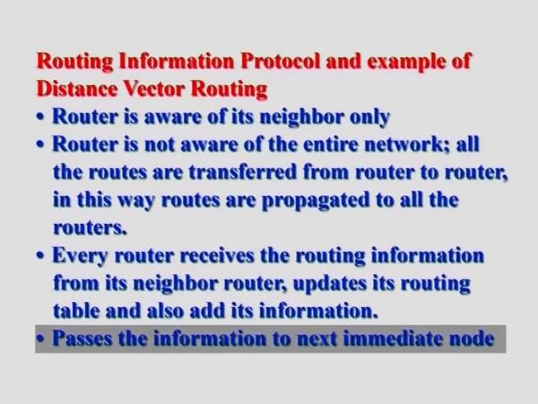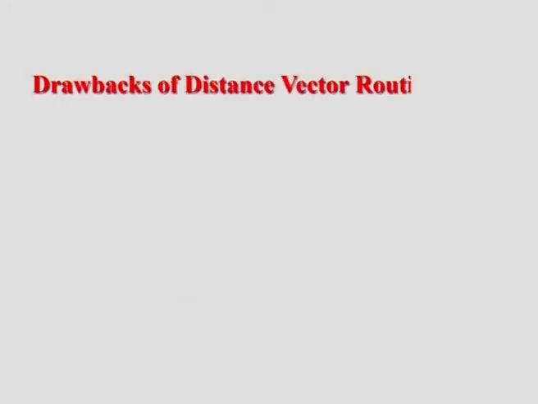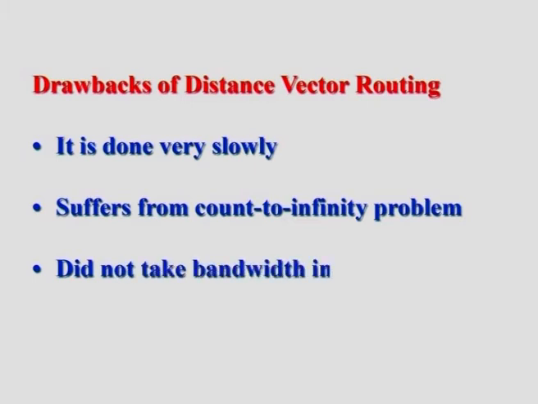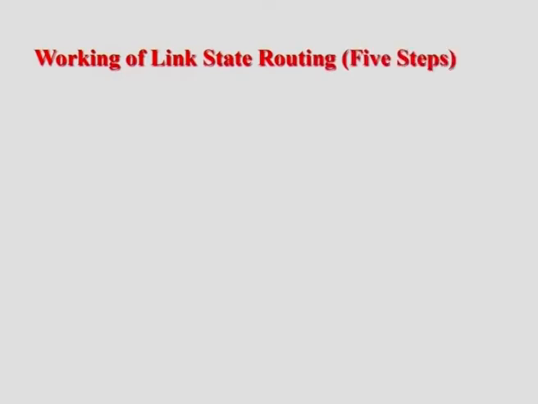and passes the information to the next immediate node. Distance vector routing works in theory but has a serious drawback in practice. Although it converges to the correct answer, it does so very slowly. It also suffers from the count to infinity problem. Distance vector routing did not take bandwidth into account when choosing routes. To overcome these limitations, a new algorithm was proposed, known as link state routing.